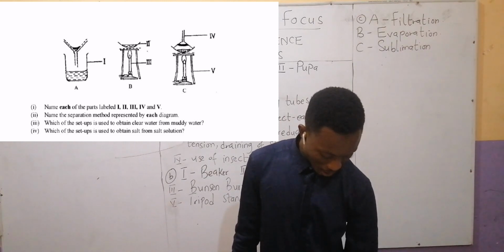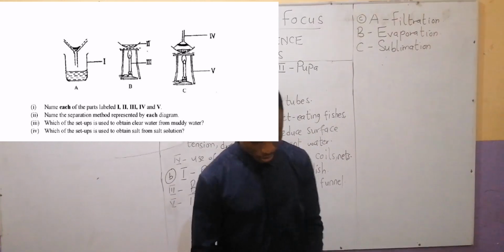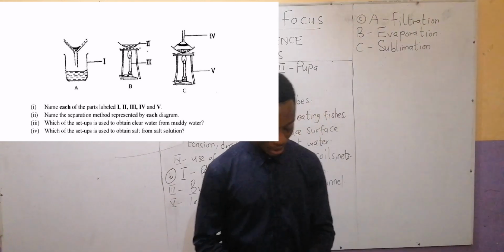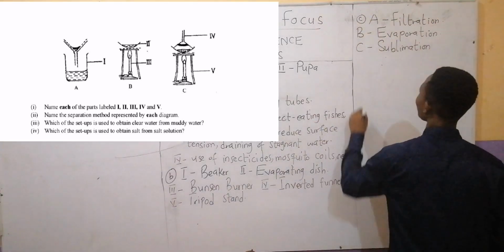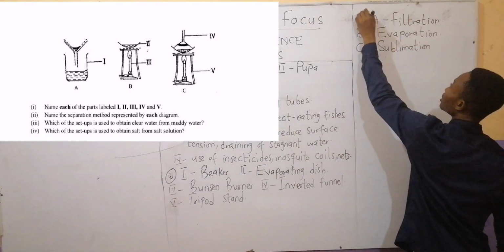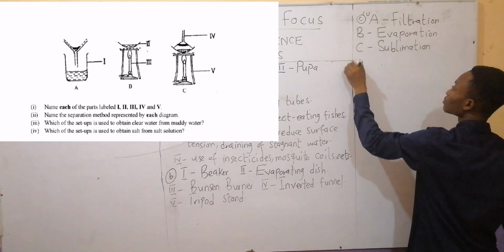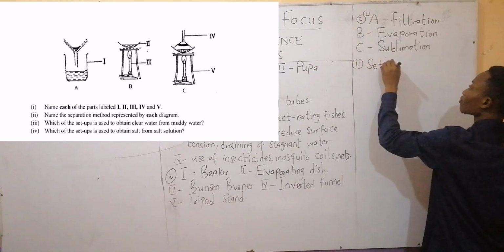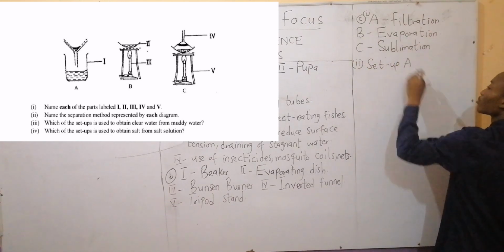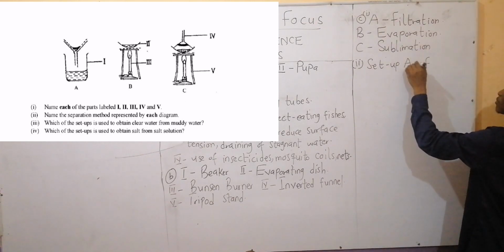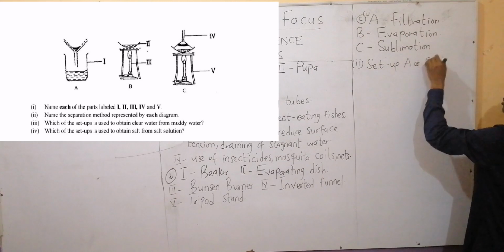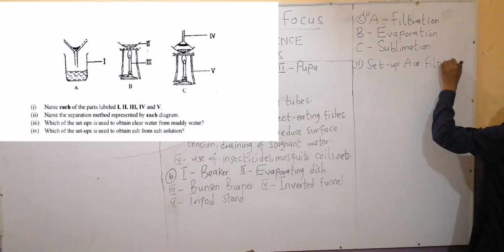Which of the setups is used to obtain clear water from muddy water? I think we just said it. That is setup A. Or you can also be specific: filtration.